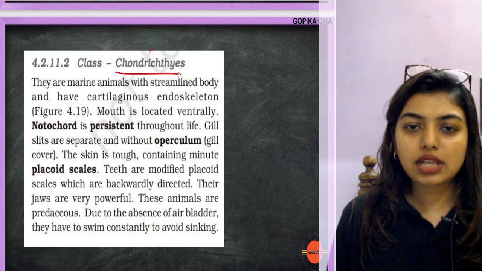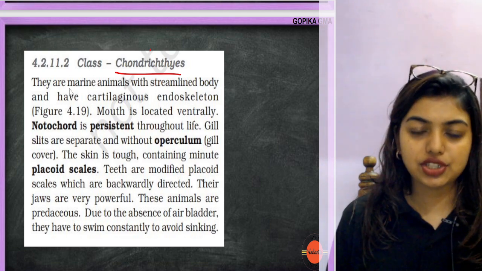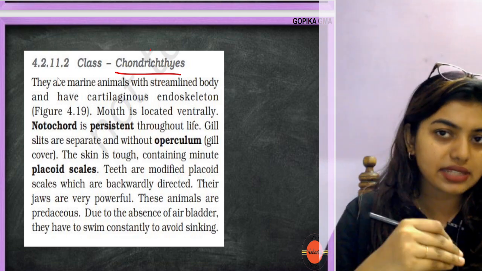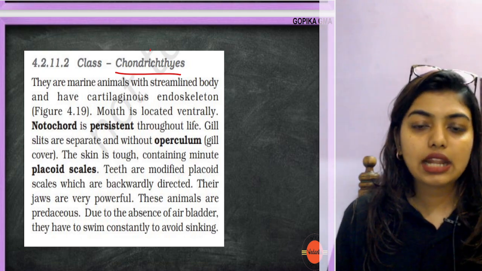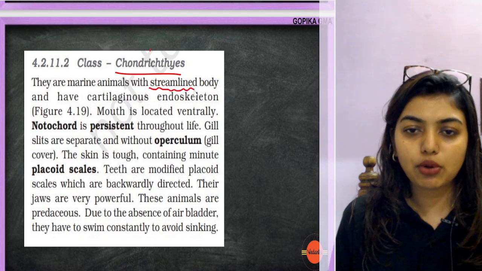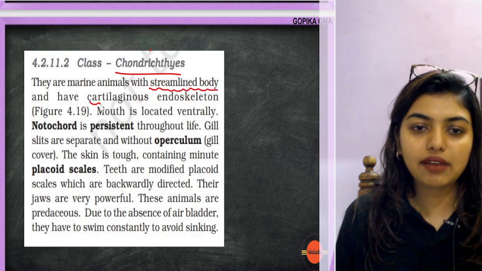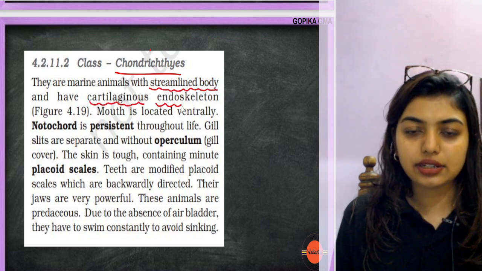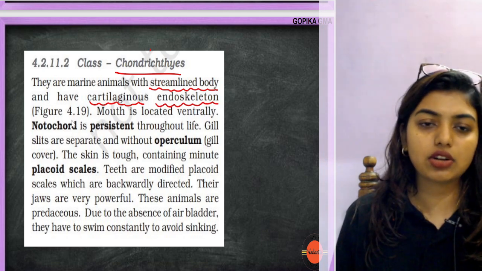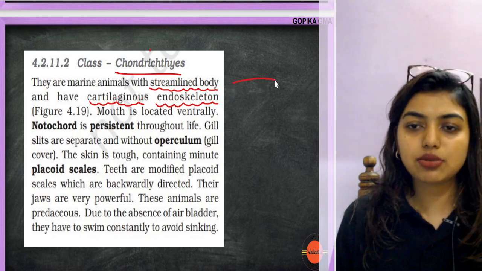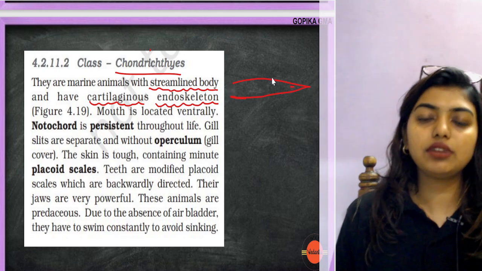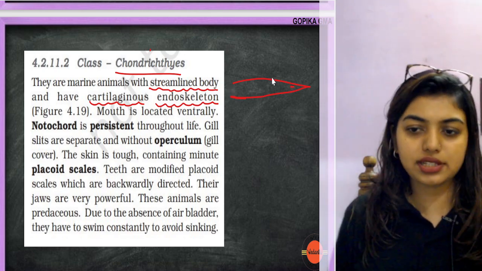Now, class Chondrichthyes. These are your cartilaginous fishes. They come under superclass Pisces because they have fins. They are marine animals with a streamlined body and a cartilaginous endoskeleton. Here also they have cartilage, that's why they are called cartilaginous fish. Streamline means what? It helps them to move forward in water, to cut the water currents and go forward.